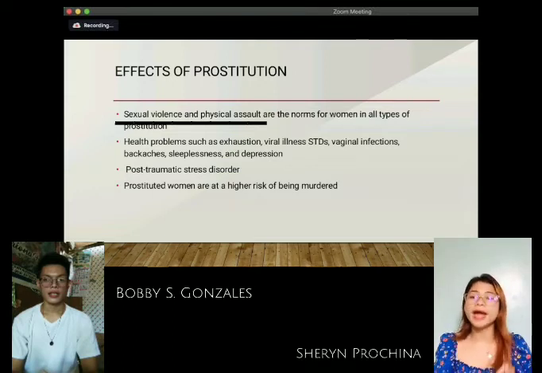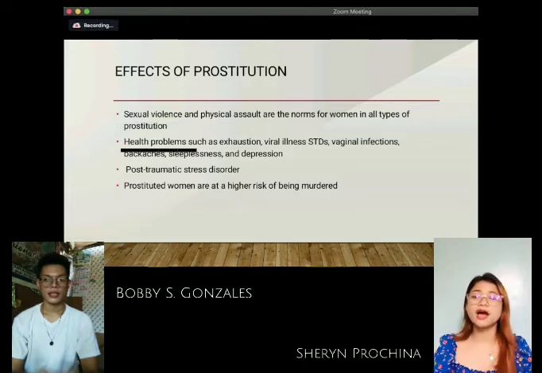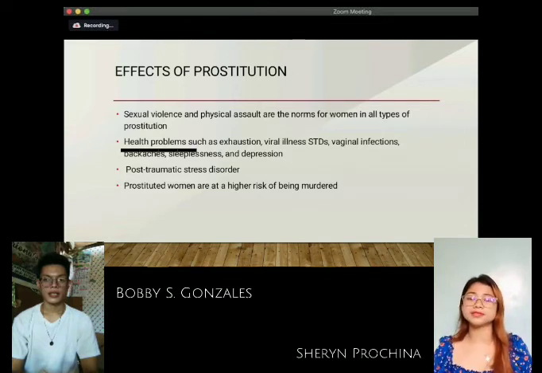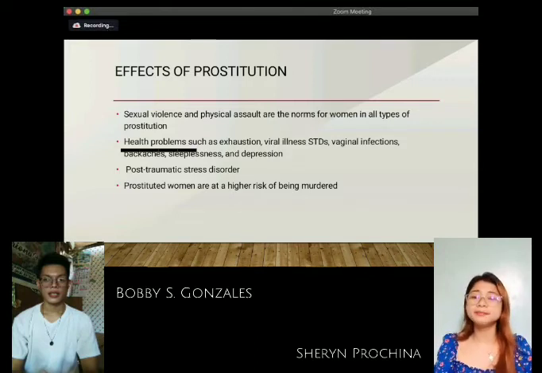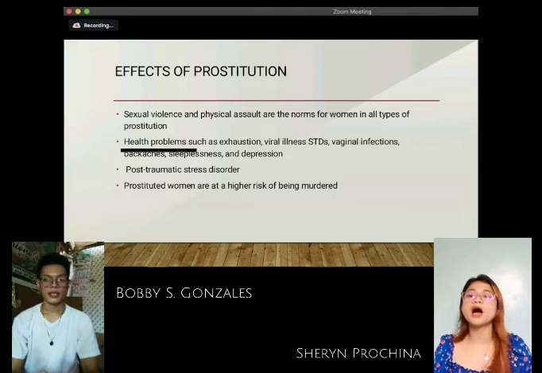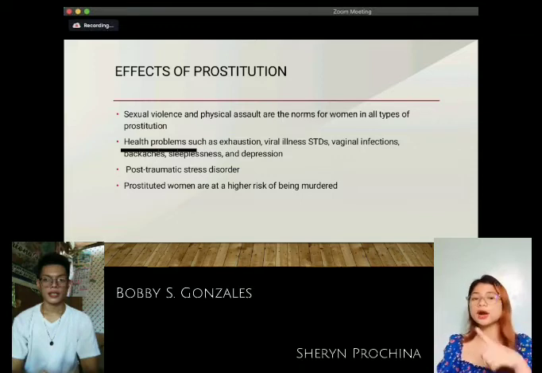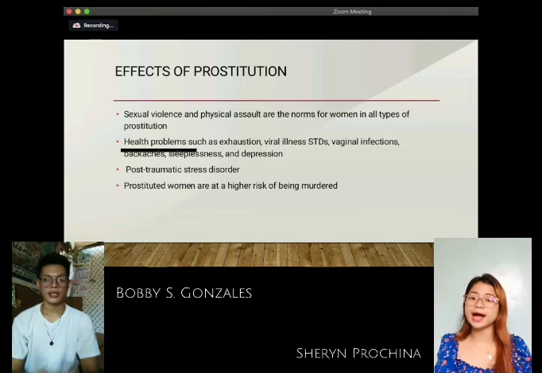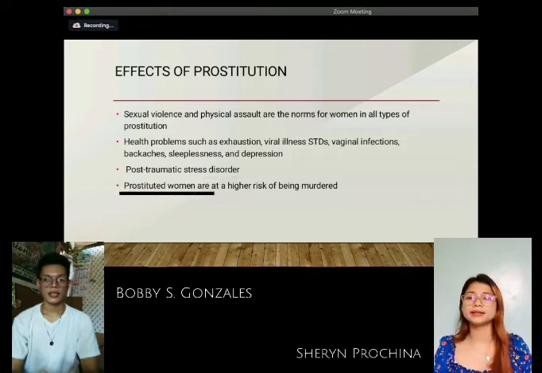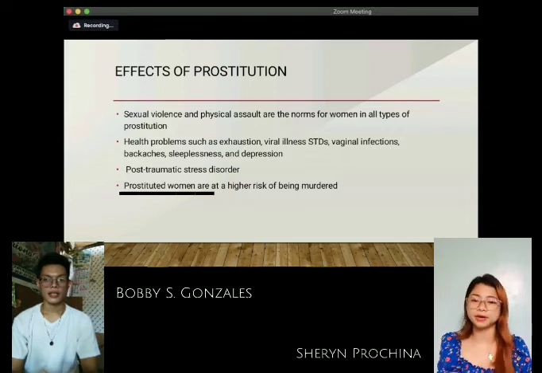Other effects involve health problems such as exhaustion, viral STDs, vaginal infection, backaches, sleeplessness, and depression. These are just a few of the health problems brought by prostitution. For those who do not know about STDs, it means sexually transmitted diseases passed from one person to another through vaginal, oral, and anal sex. Post-traumatic disorders may also be one of the effects brought by prostitution, and worst of all, prostituted women are at a high risk of being murdered.